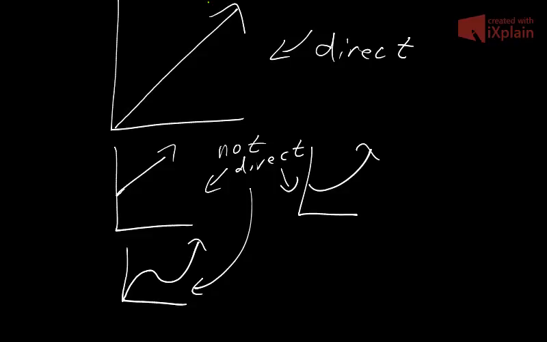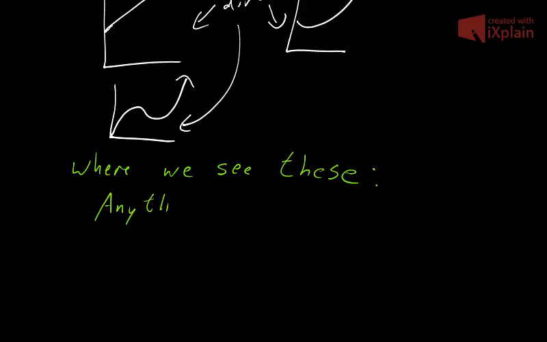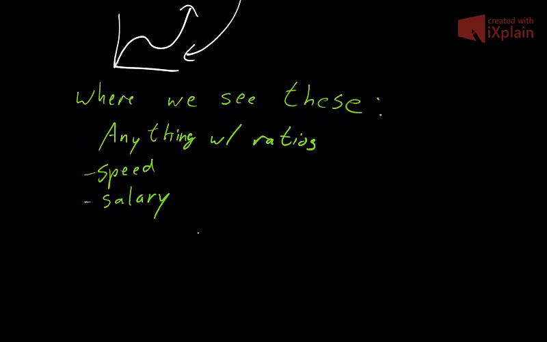So some places where we'll see these, just for review. The first place we see these is anywhere that has anything to do with ratios. That means like if you're talking about how many miles per hour something goes driving down the road, if you're talking about how much money someone gets paid, anything with ratios, you're going to see a direct variation.